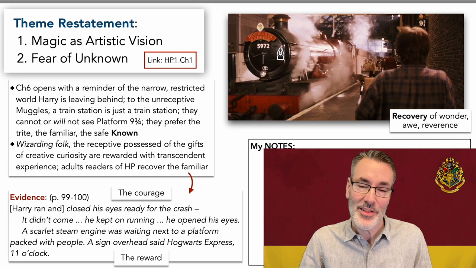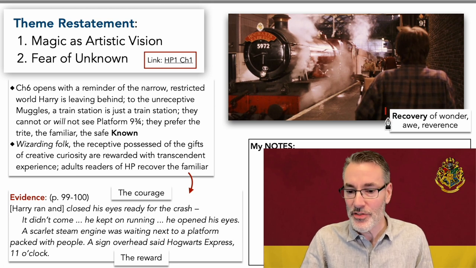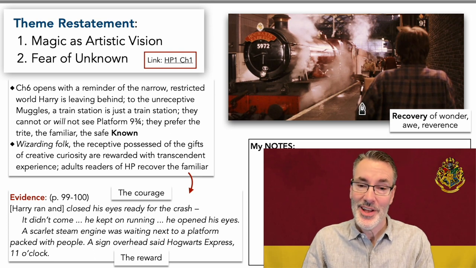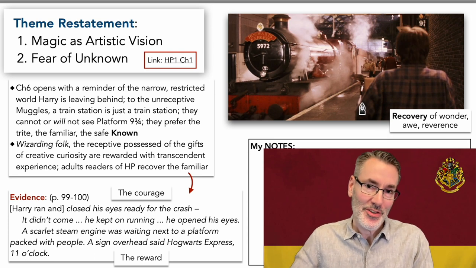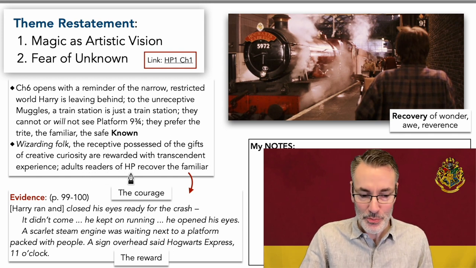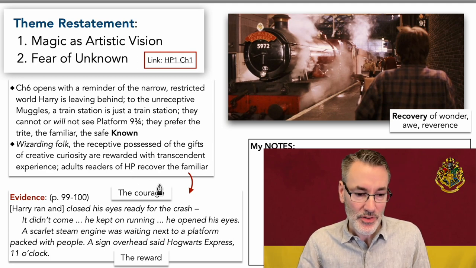This is what it was like to see the world when you were a child. And this is why adults love Harry Potter, because we revision the world. The artist helps us recover the wonder, the awe, and the reverence that was the world when we were children and seeing everything for the first time. So it's quite beautiful. So adult readers of Harry Potter recover the familiar. We start to see anew what we've seen 1,000 times.